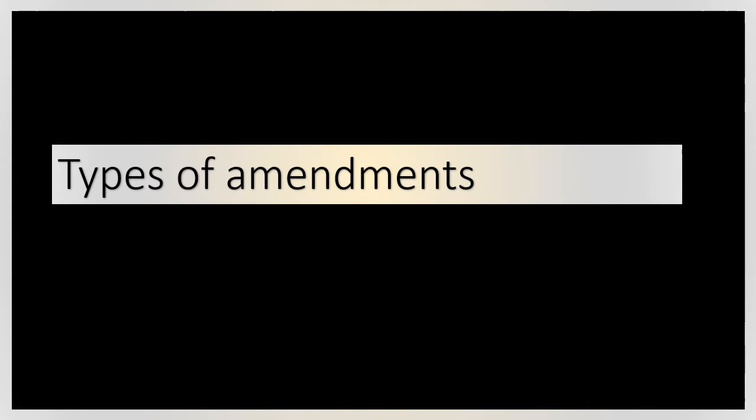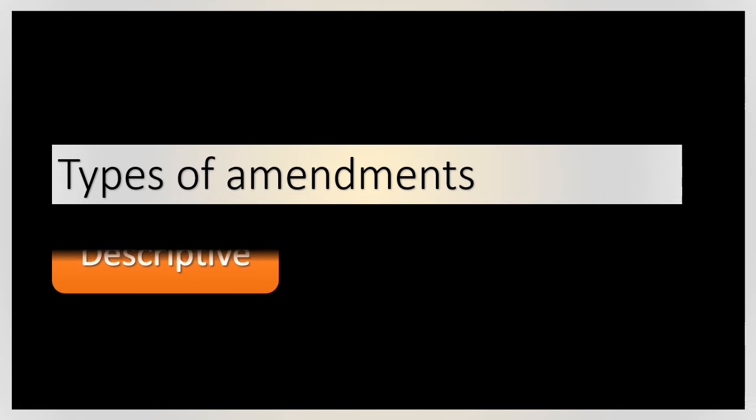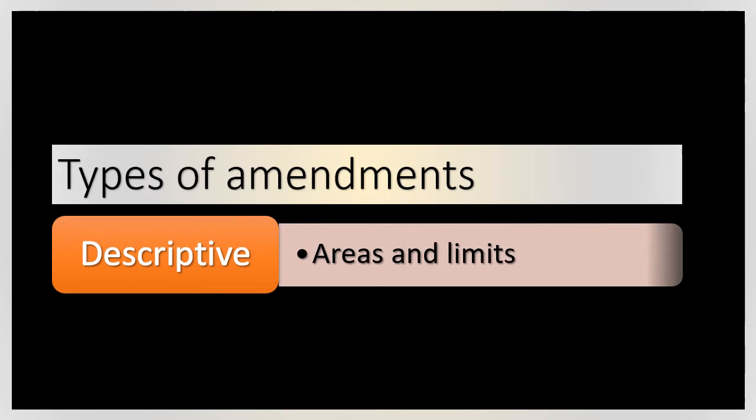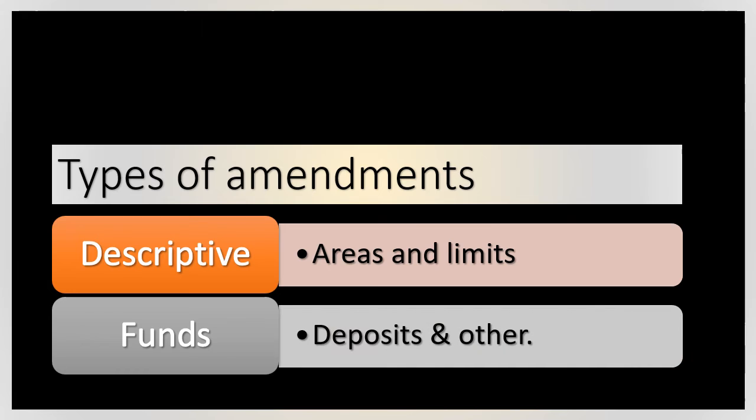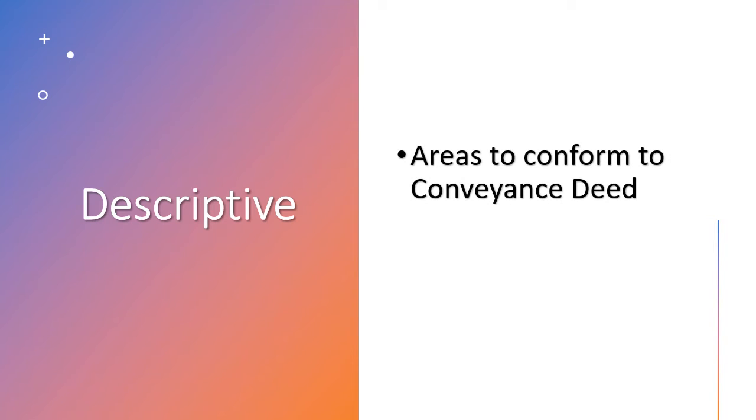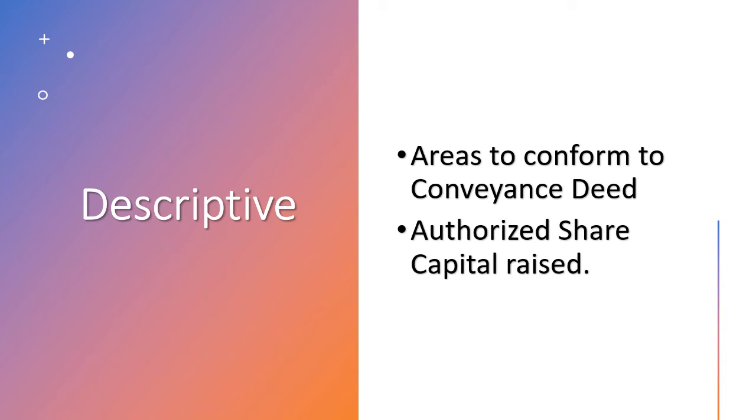There are two types of amendments that we are talking about. They are of the descriptive nature and they relate to areas and limits of the society. The other type are for funds, funds which are to be created for the amounts of money that will be received by the society through various sources. If we look at the descriptive kind, there are two types. One is that areas must conform with the conveyance deed. And second one is regarding the authorized share capital.